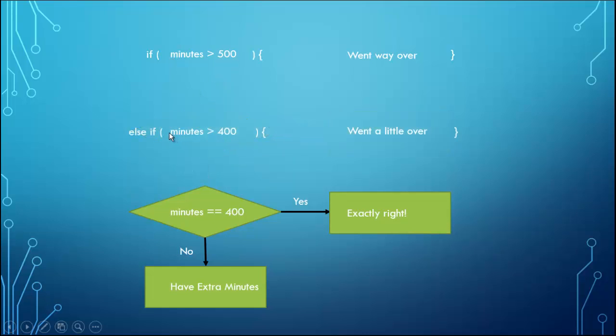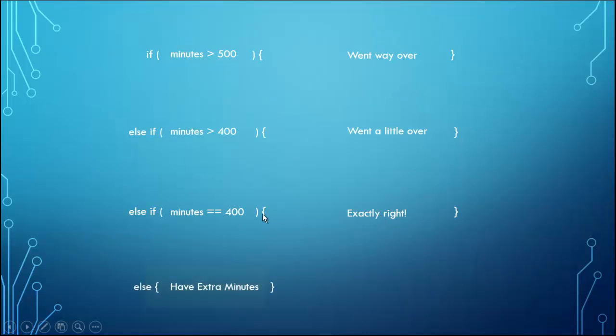So we only want to ask this, is minutes greater than 400, if our first condition was false. And we do that using an else if. Else if means if this previous condition was false, then let me ask if this condition is true. So if it's not more than 500 minutes, but it is more than 400 minutes, we'll display the message they went a little bit over. Another else if none of the first 2 things are true, but the minutes is exactly equal to 400, then we'll display the message exactly right. And then we can end with an else.